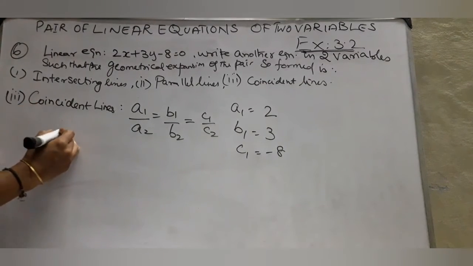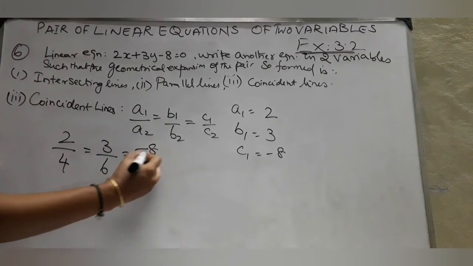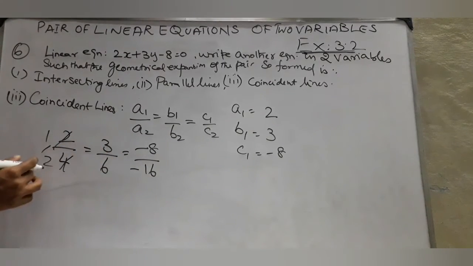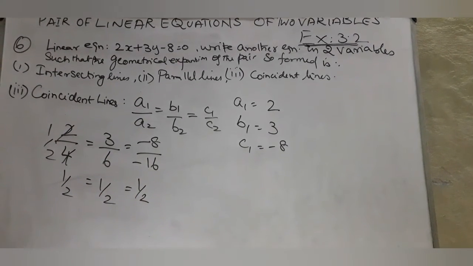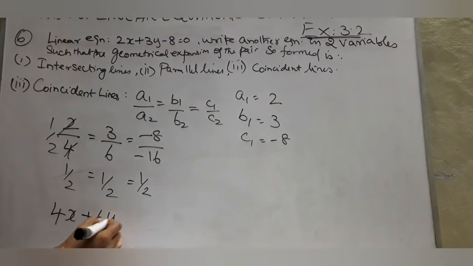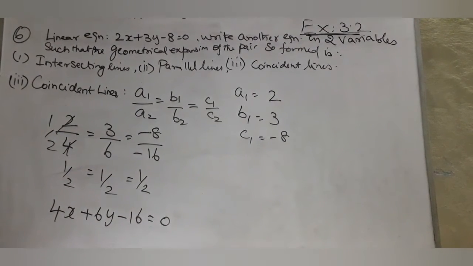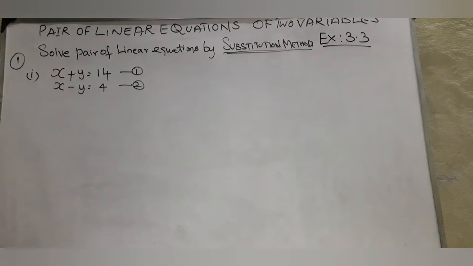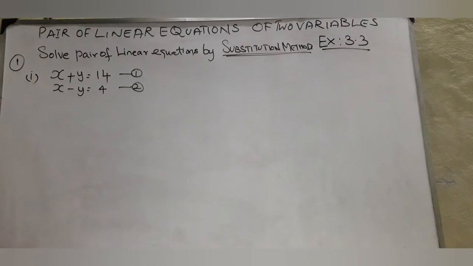So we have to write 2 by 4 is equal to 3 by 6 is equal to minus 8 by minus 16. When you reduce it, everything comes 1 by 2 is equal to 1 by 2 is equal to 1 by 2. So we'll frame another equation as 4x plus 6y minus 16 is equal to 0, which is proportional to the first equation. Then the two lines are coincident.